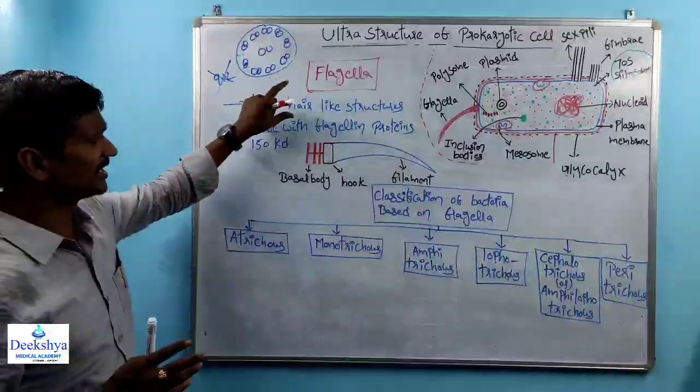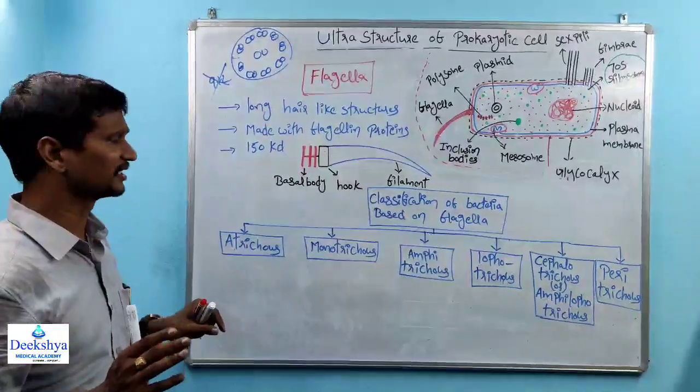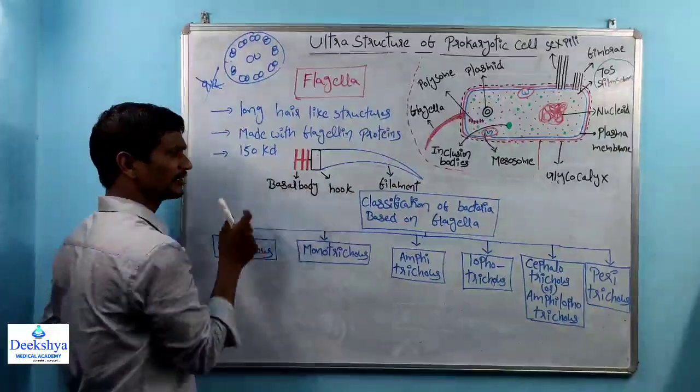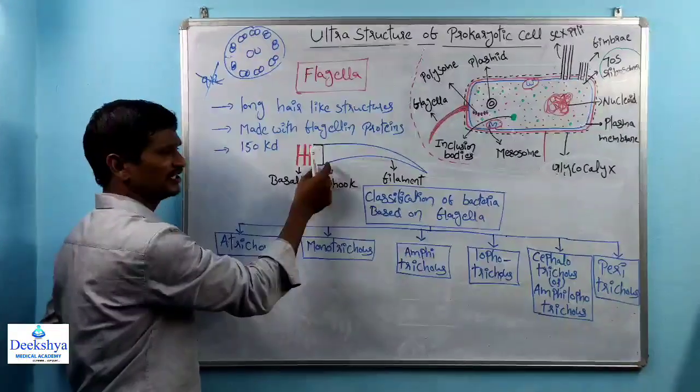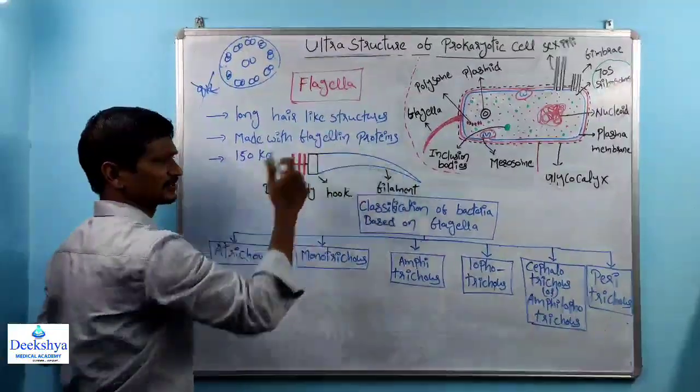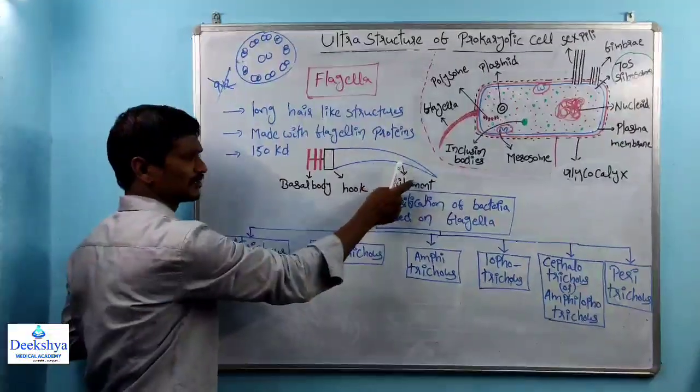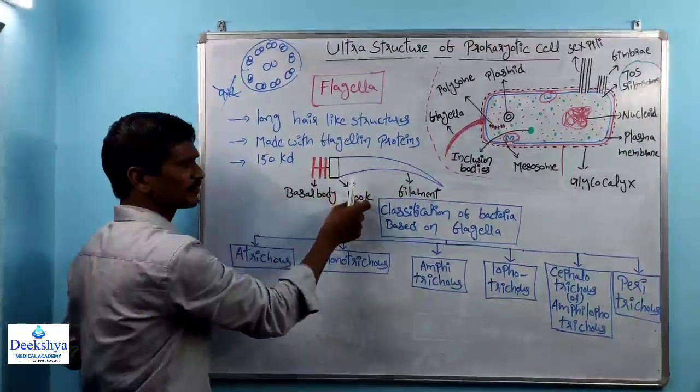Within the flagella, there are 3 main parts. There is a base part, which is called the basal body, and there is a hook structure, and there is a long hair-like structure, which is called the filament. The connecting part is called the hook.